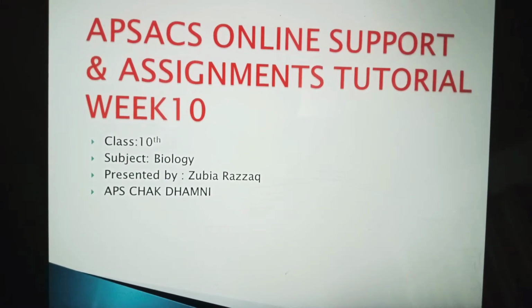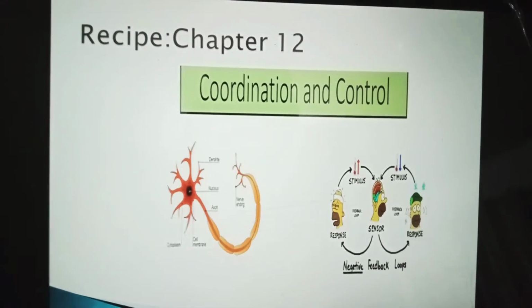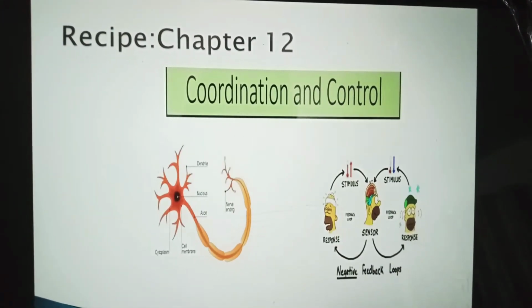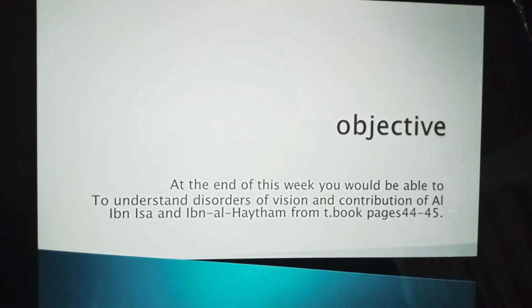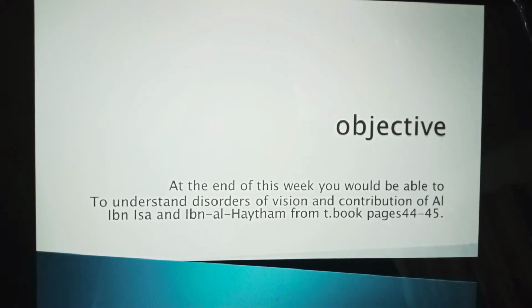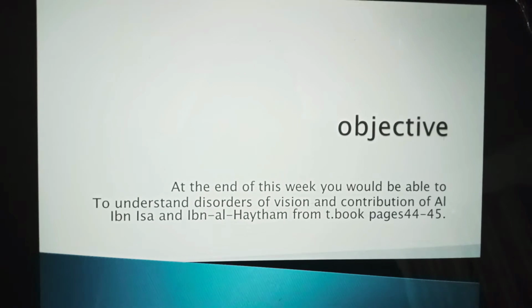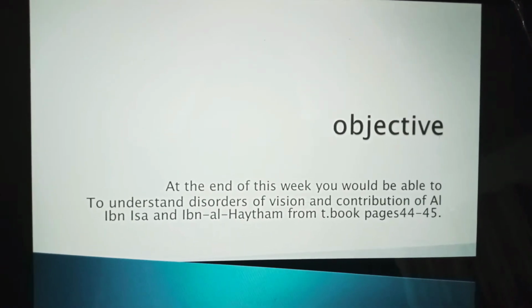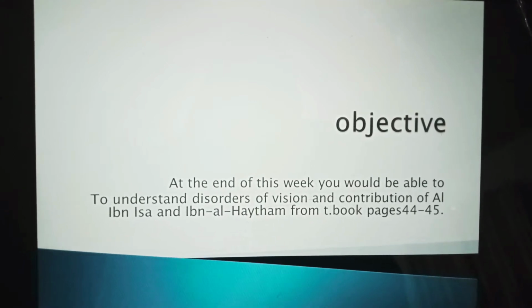The grade is 10 and the subject is Biology. The topic is chapter number 12, Coordination and Control. The objective is that at the end of this week you would be able to understand about disorders of vision and the contributions of Ali ibn Isa and Ibn al-Haytham from textbook pages 44 to 45.